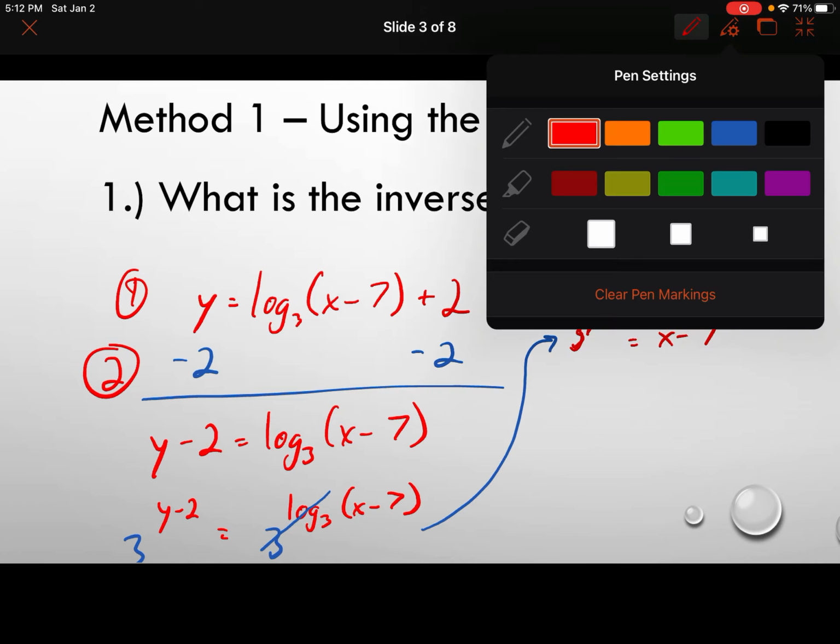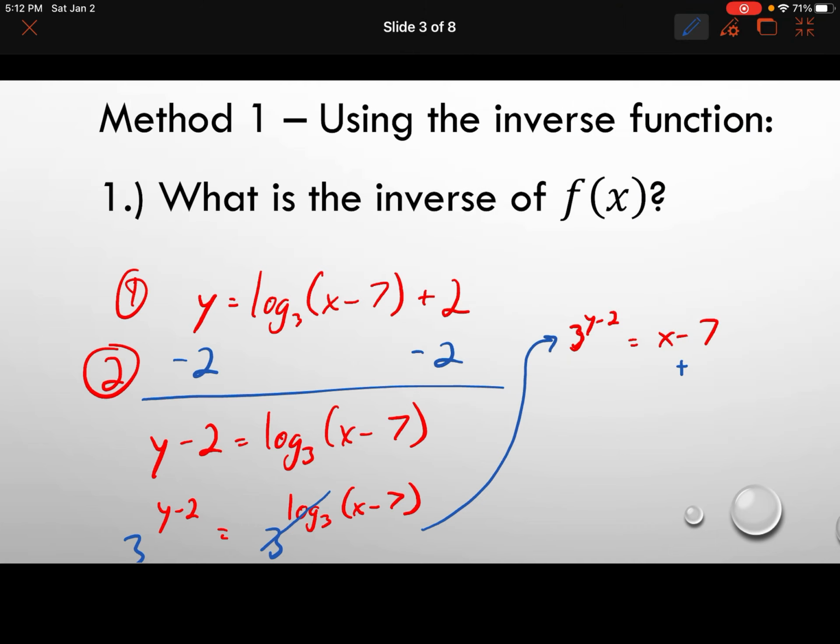Now, to get rid of that minus 7, we're going to add 7 to both sides. So that gives us 3 to the power of y minus 2, plus 7, equals x. Because that minus 7 and plus 7 cancel out.